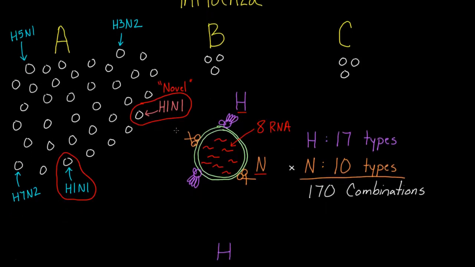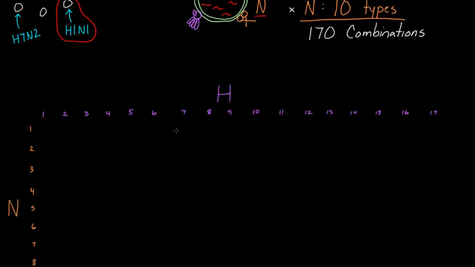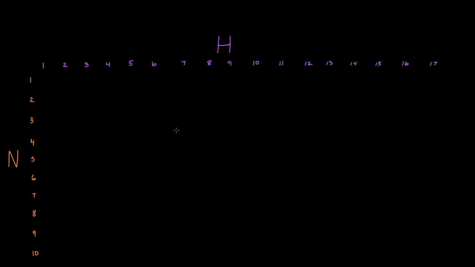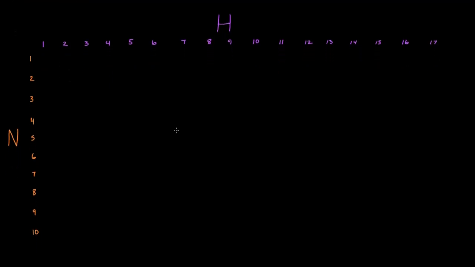So actually what I did is I went ahead and made a grid. I made a grid of the H types and the N types, all 17 H's and all 10 N's. And what I wanted to do is show you that you can actually kind of make this really simple. You could say, well, obviously if you have this first H and this first N, then in this grid I would type in H1N1.